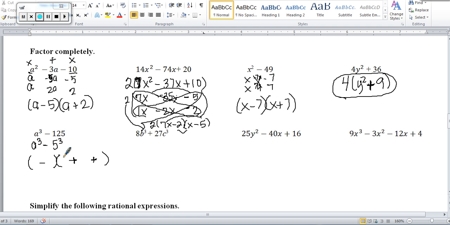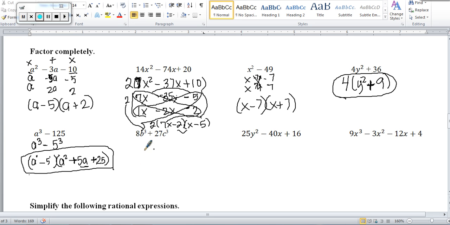It's always a binomial times a trinomial when you have cubes. In this set of parentheses, you put only one of each of these terms, so a to the 1 and 5 to the 1. Okay? Here you put the other two a's, so a squared. In this middle here, what you do is you just multiply these two together, so 5a. And then here you put the 5 squared. So you have to put the rest of the 5 cubed. So 5 squared is 25. And that is it. You cannot factor this any further. This is a prime trinomial.